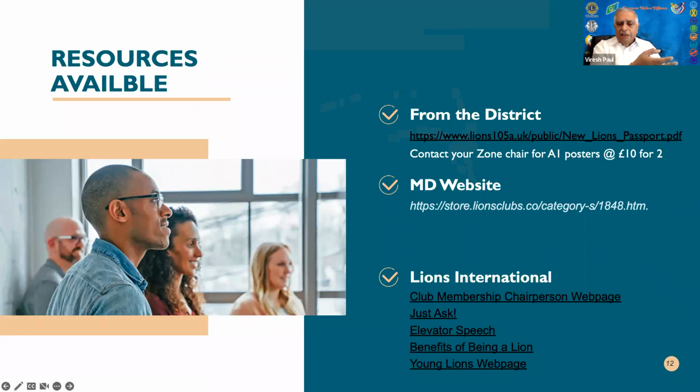Benefits of being a Lion. International has produced a leaflet. There's a Young Lions webpage. What does that mean? It's actually an area of the international website focused on younger members, what they can do, how they can bring in others. A common problem is we can't get young members to join our club. Look at that area, look at that section.